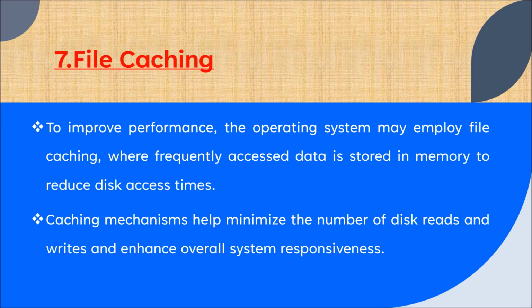File caching. To improve performance, the operating system may employ file caching, where frequently accessed data is stored in memory to reduce disk access times. Caching mechanisms help minimize the number of disk reads and writes and enhance overall system responsiveness.